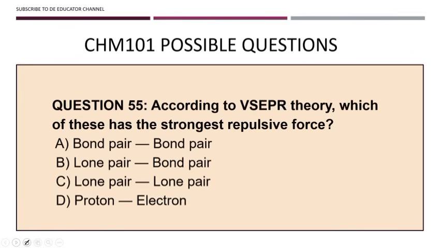Next question. According to VSEPR theory, you will see that in your textbook, which of these has the strongest repulsive force? The correct answer is lone pair, lone pair. Lone pairs repel strongly because they occupy more space, since there's nothing bonding with them. So imagine lone pair and lone pair combined together, it's going to have the strongest repulsion.